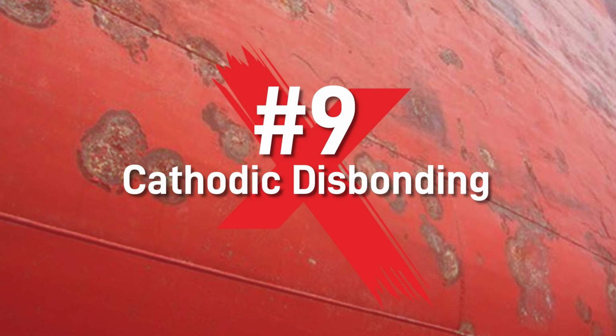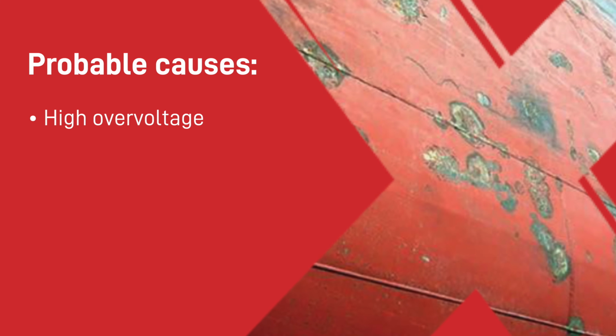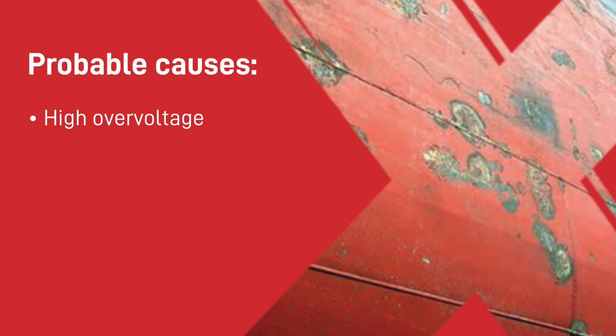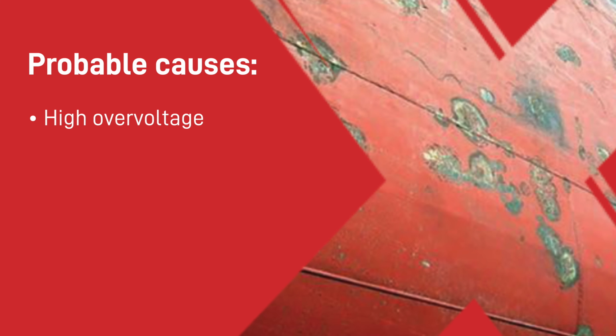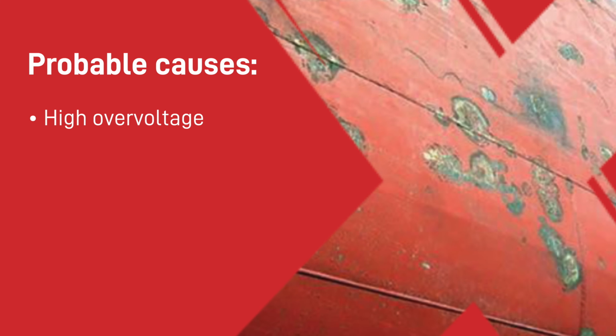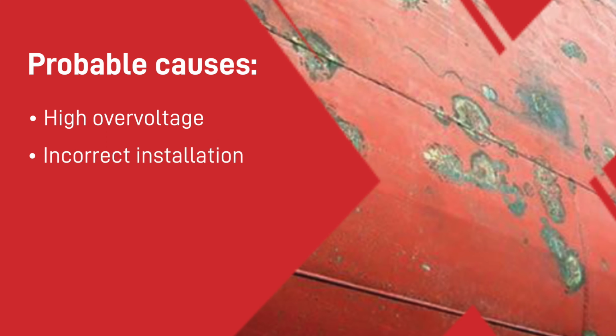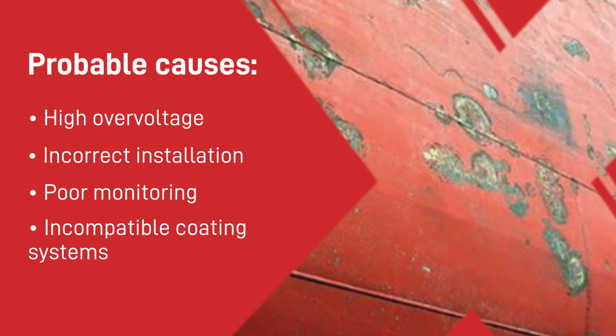At number 9 we have cathodic disbonding. A probable cause is high over voltage, principally from impressed current systems, but also to a lesser extent with sacrificial anodes when the number of anodes is excessive. Factors are incorrect installation, poor monitoring and incompatible coating systems.